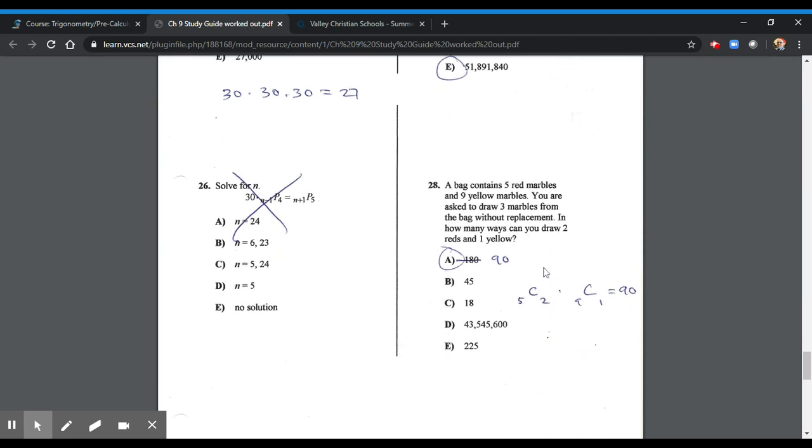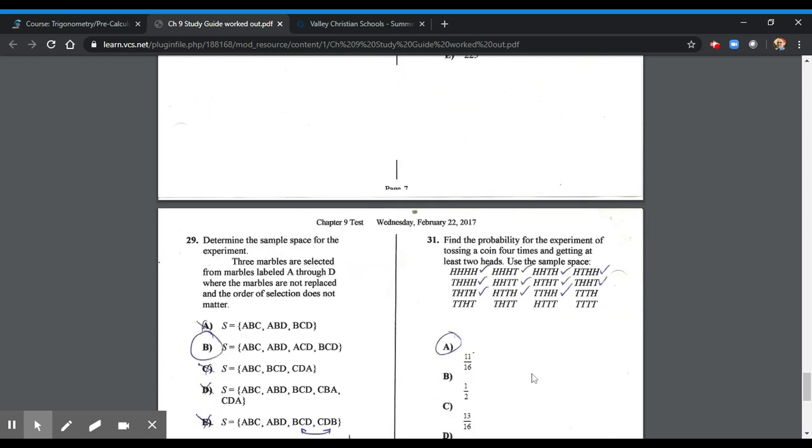All right, skip 26. 28, a bag contains 5 red marbles and 9 yellow marbles. You are asked to draw 3 marbles from a bag without replacement. In how many ways can you draw 2 reds and 1 yellow? Well, there are 5 red. There's 5C2 ways to pick the red, and 9C1 to pick the yellow. So multiply those two together using your calculator. You can figure out that that's equal to 90. So 180 is wrong there.